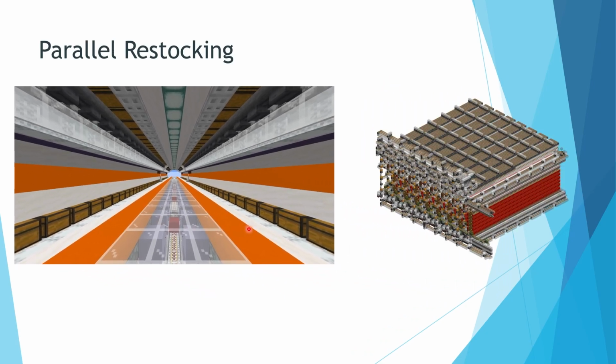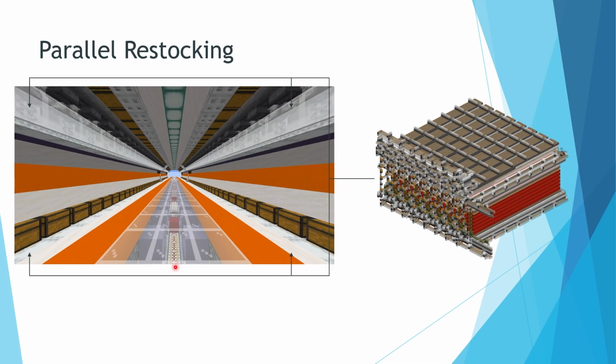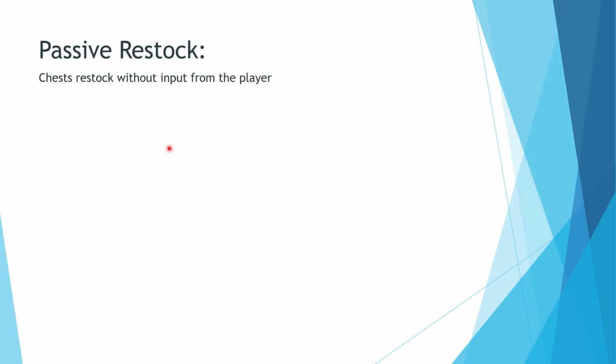So from our encoded bulk, we'd send items to each of these quarter slices at the same time, which we can make a quad bulk that's capable of. Yeah, it sounds pretty nice, right? So it's a little involved, however. So first I'm going to quickly reiterate how passive restock works.